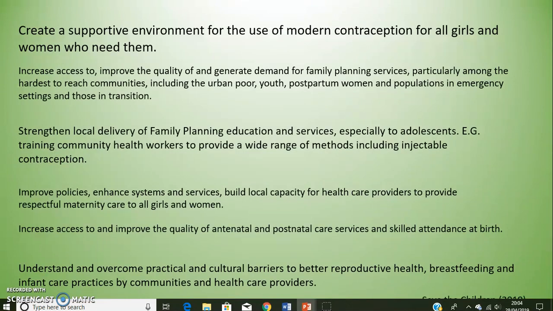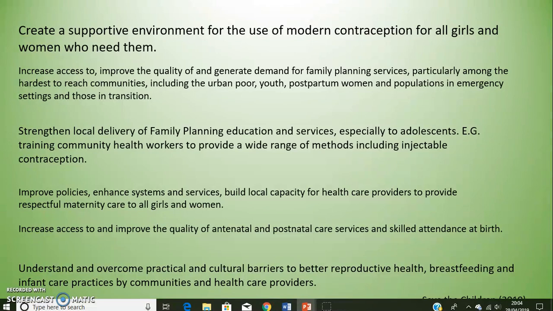Their main maternal and reproductive health goals are to create a supportive environment for the use of modern contraception for all girls and women who need them, to increase access to, improve the quality of and generate demand for family planning services, particularly among hardest to reach communities including the urban poor, youth, postpartum women and populations in emergency settings and those in transition.